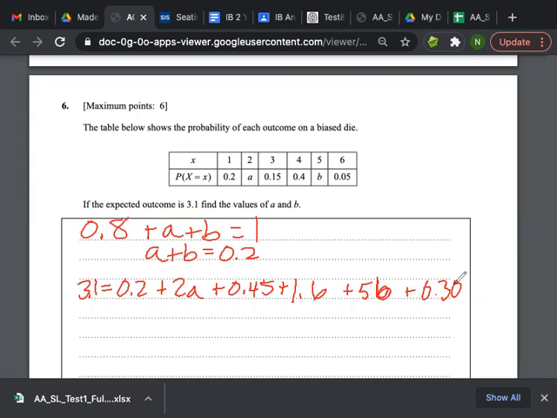The final algebra should give you, no calculator, A is 0.15 and B is 0.05. A is 0.15. B is 0.05. Those should be the final answers that you get after you solve those equations.